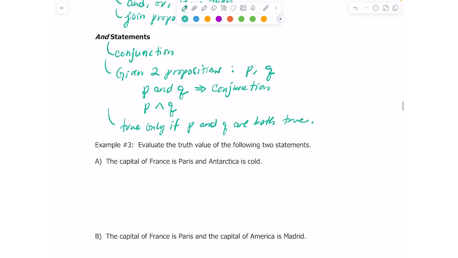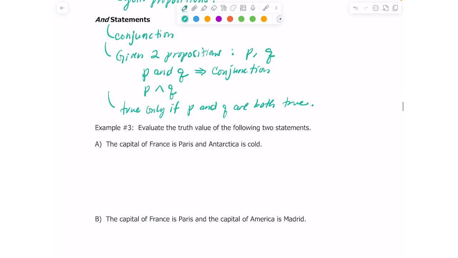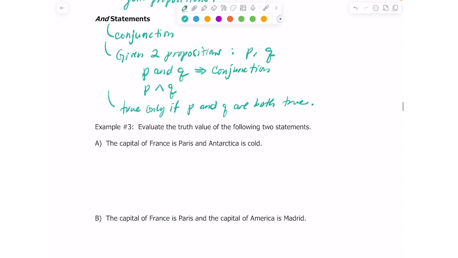Another example would be, the capital of Florida is Tallahassee, and the capital of the United States is Washington, D.C. So since both of those propositions are true, the overall statement is true. So let's evaluate the truth value of these statements. The capital of France is Paris, and Antarctica is cold.